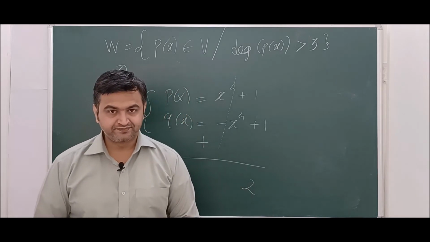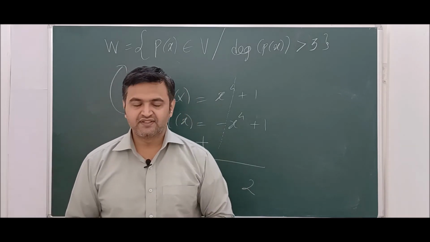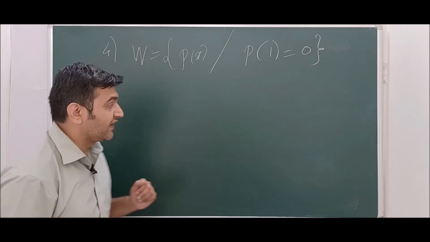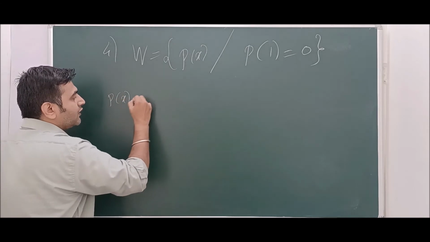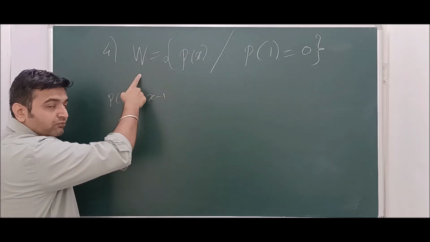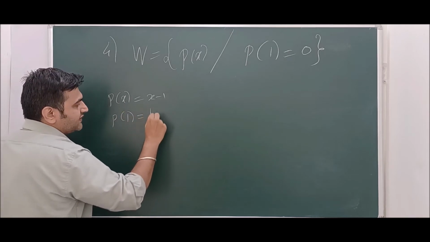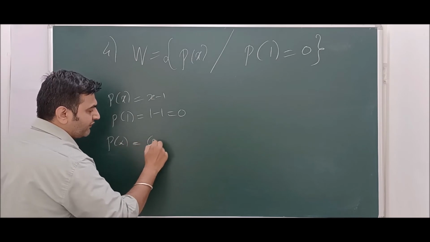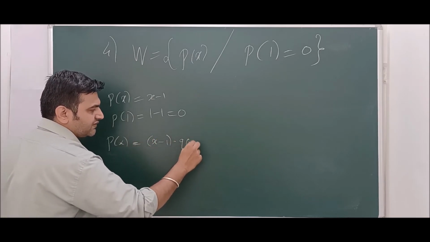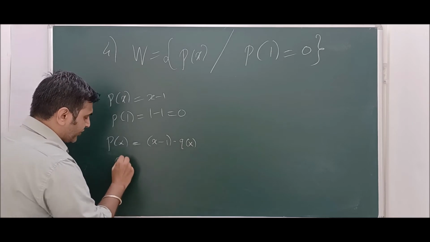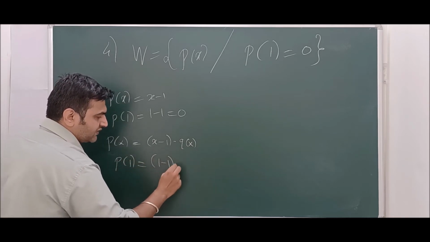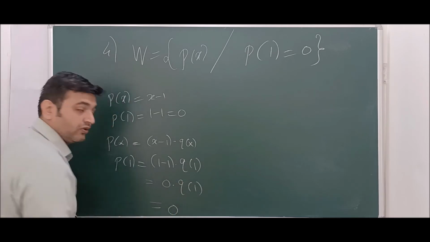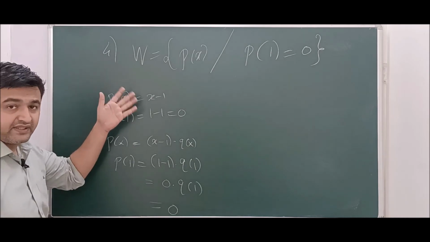Okay, now let's go for the fourth point. So all those polynomials which, when you evaluate at 1, become 0. For example, if I take p of x to be x minus 1, it belongs to W, because p of 1 is 1 minus 1, which is 0. Great. You take p of x to be any multiple, x minus 1 into q of x, any polynomial, then p of 1 will also be 0. This is 0 into q of 1, which is 0. So this is a non-empty set, you can directly see.